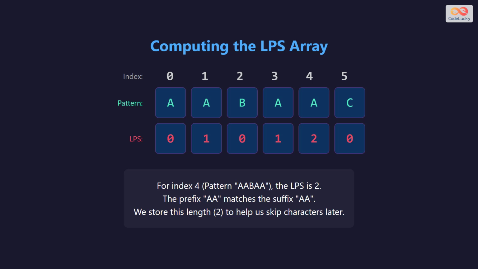Let's look at how we compute this. Here is a pattern, AABAAC. At index 4, the substring is AABAA. The prefix AA at the start matches the suffix AA at the end. So the LPS value is 2. We store these values in an array to use during our search.